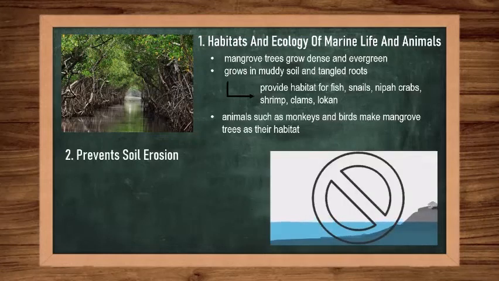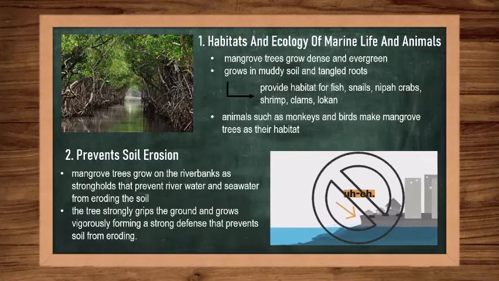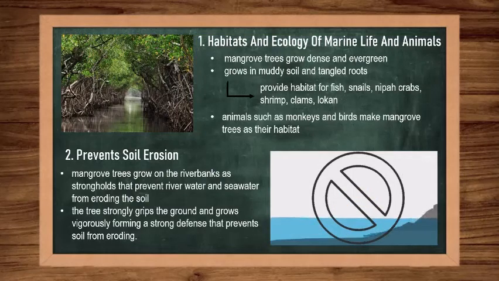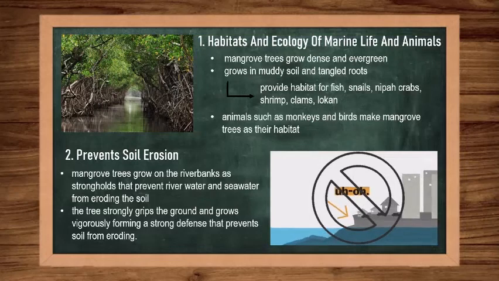Next, halophytes help to prevent soil erosion. Mangrove trees grow on the riverbanks as strongholds that prevent river water and seawater from eroding the soil. The trees strongly grip the ground and grow vigorously, forming a strong defense that prevents soil from eroding.